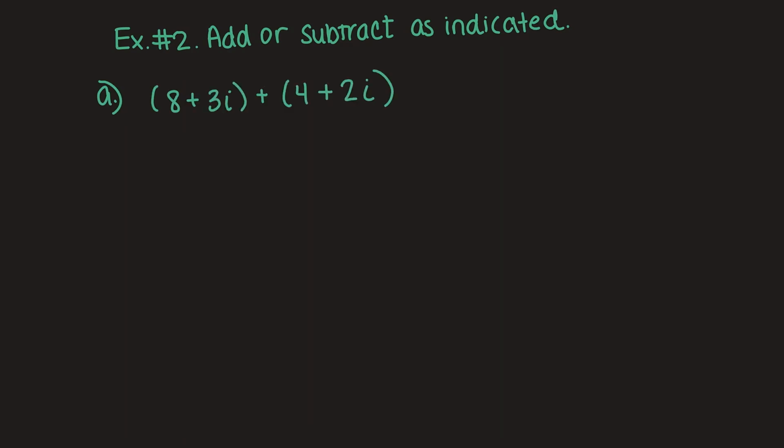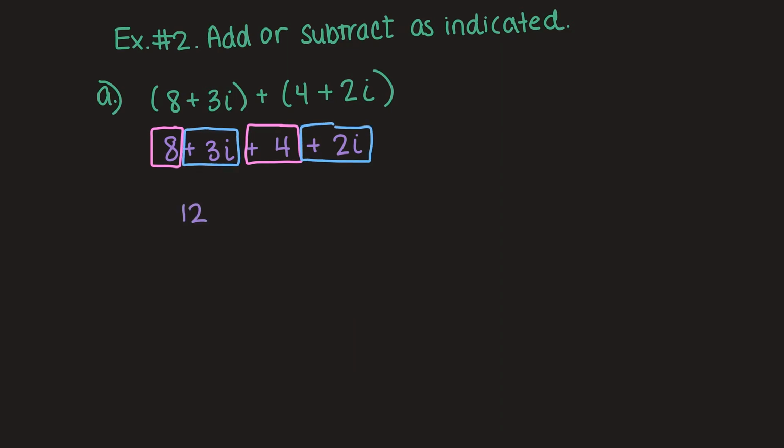So for this example, to add these complex numbers, since there is no negative in front of these parentheses, we can rewrite it without the parentheses. And now we combine the real parts, and then combine the imaginary parts, and this will give us 12 plus 5i.